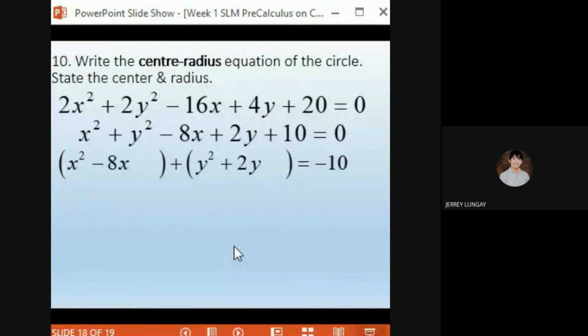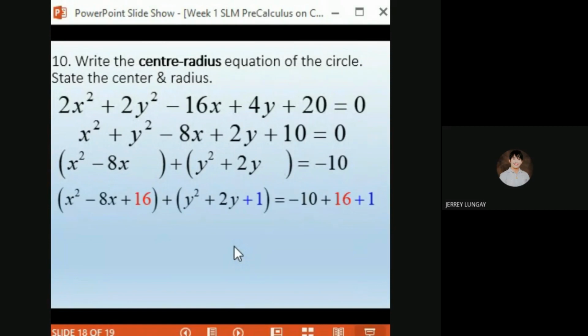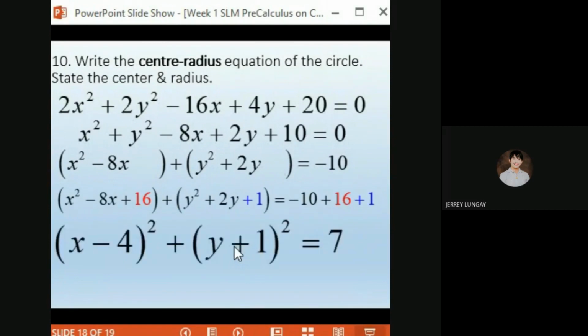What is 1 half of 2? 1, very good. What is 1 raised to the 2? 1 again, very good. Unya, para ma-balance ang equation, class, kung unsa ang gi-add sa left portion, i-add pud sa right portion. Unya, i-factor na nato, it would become x minus 4 squared plus y plus 1 squared is just equal to 7.